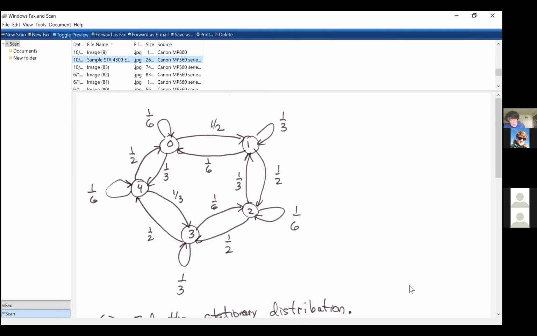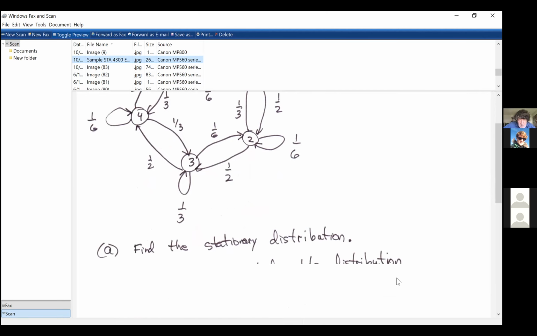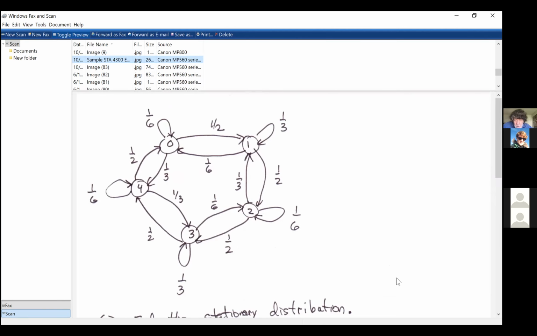Could you do it by hand the long way? I suppose. That wasn't the intention. The intention is to do it using the algorithm we did in class. Any questions about this problem? Let me see if I can go through some of the other slides as well. That would be great if I can, but I'm not sure I can.